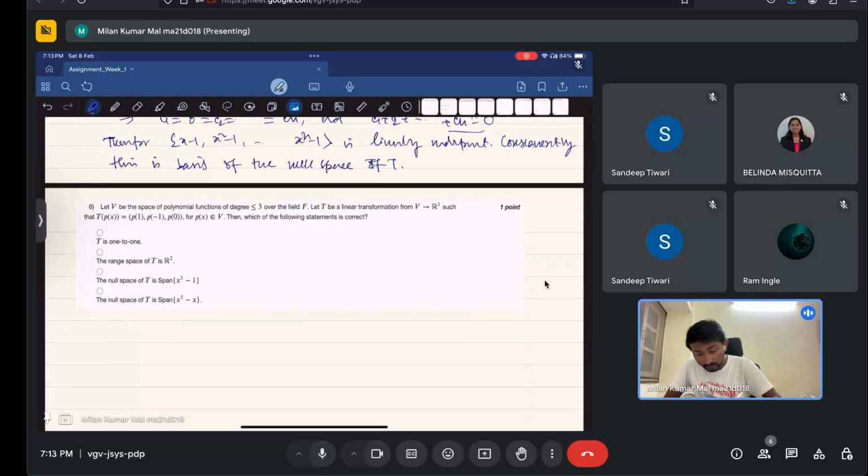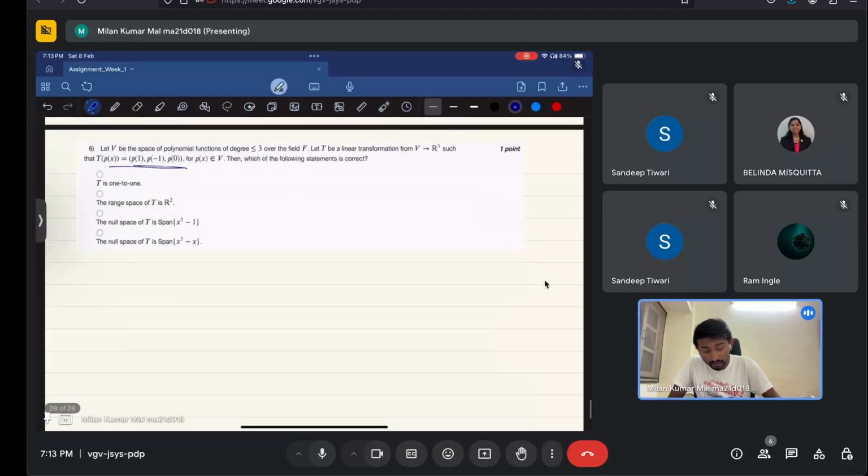Yeah. So now the question says: let V be the vector space of polynomial functions of degree less than or equal to 3 over the field F, and let T be a linear transformation from V to R3 given by T(p(x)) = (p(1), p(-1), p(0)). So V is the vector space of all polynomials the sum of a_i x^i, i equals 0 to 3, with a_i coming from the field F. So the dimension of the vector space V will obviously be 4.